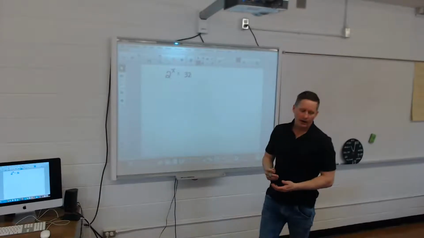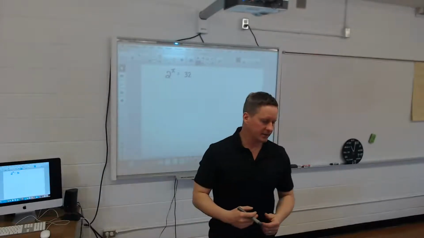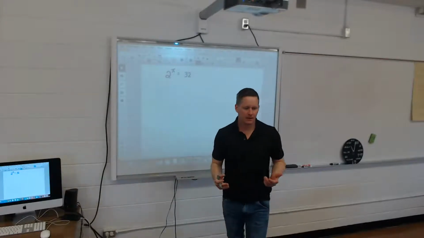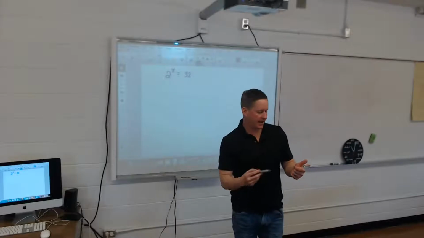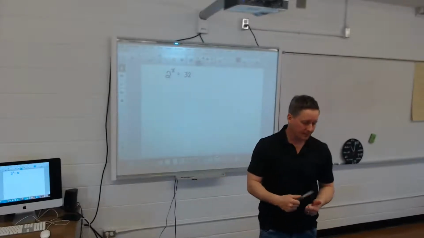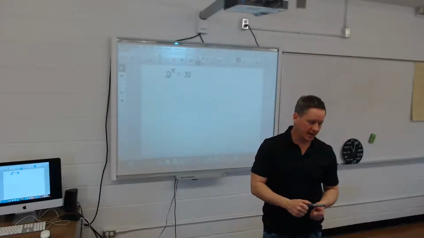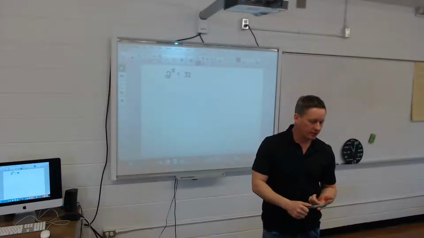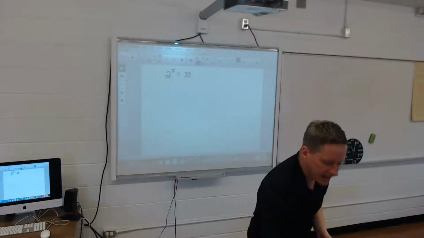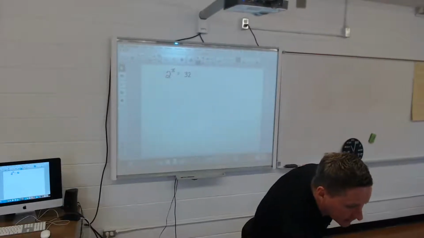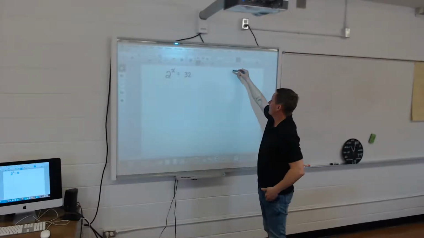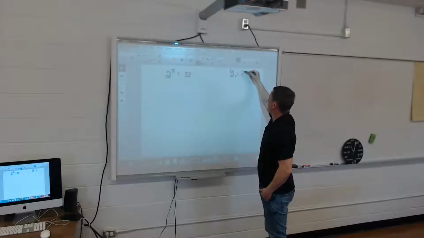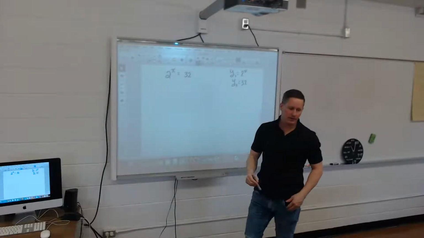Okay. So I've got 2 to the x equals 32, and I need to solve for what x is. Now in this case, I can do one of two things. I can graph y equals 2 to the x, graph y equals 32, and find their intersection point. One method to use for sure. So I go y1 equals 2 to the x, y2 is equal to 32, and find out where they intersect.